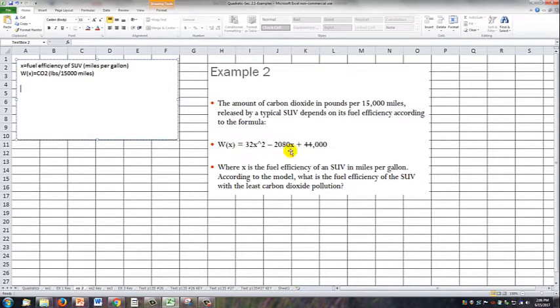And this function is a quadratic. It's got a positive a value, so it's going to open up. And the question is, what is the fuel efficiency of the SUV with the least CO2 pollution? So we want to graph this and find the minimum. So I'm going to type in my function, 32 times x squared minus 2080 times x plus 44,000. And I want a window, so my x is fuel efficiency. Don't think that needs to be negative, so I'm going to start at 0 and count by fives.